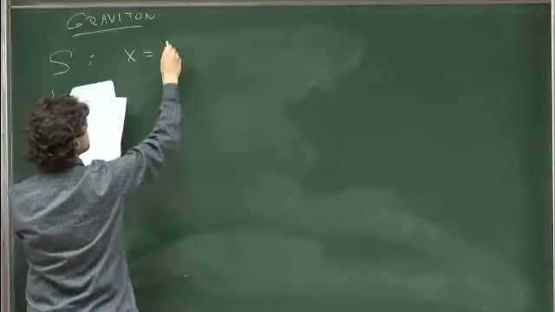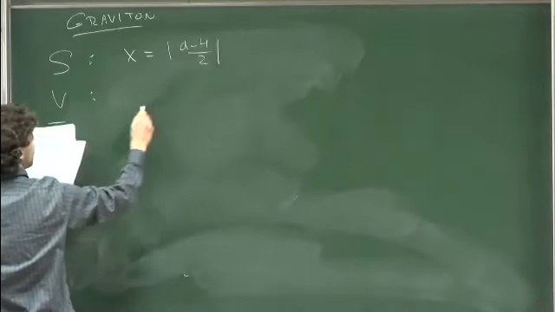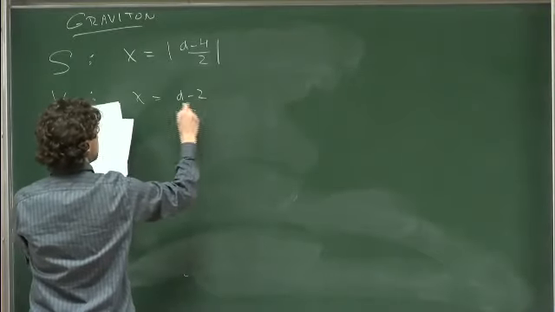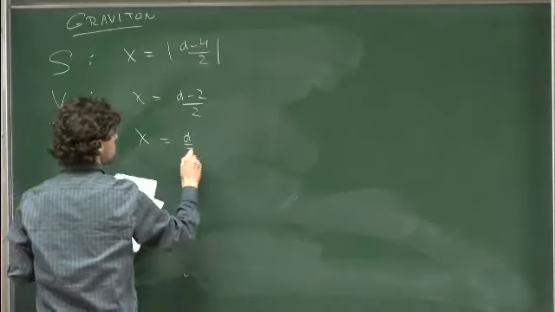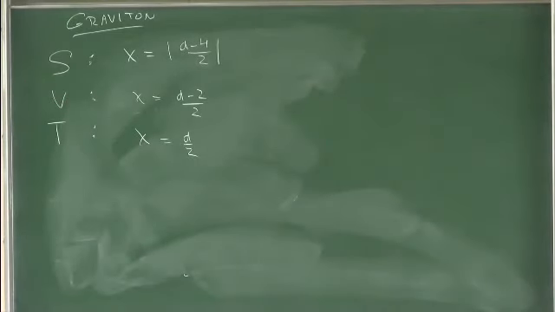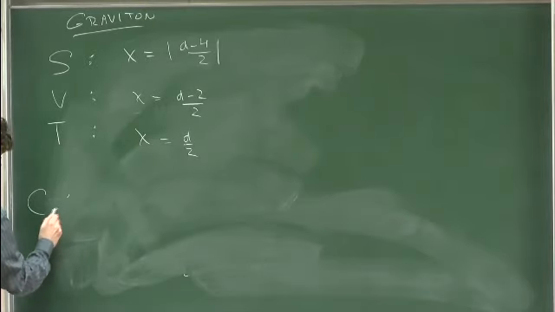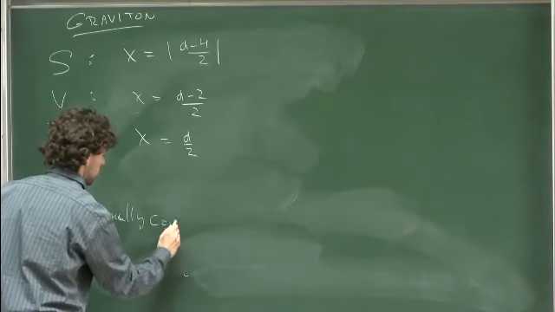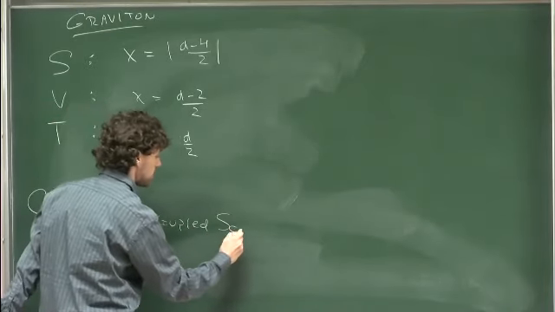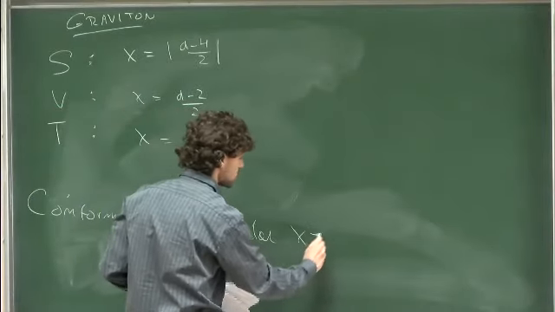So for the scalar mode, x is given by the absolute value of (d minus 4) over 2. The vector mode is (d minus 2) over 2. And the tensor mode is just d over 2. So if you pick the right x's, this is actually the same equation that governs the graviton perturbations. For reference, the conformally coupled scalar also satisfies the same equation. It's just a matter of picking the right mass, and x is 1/2.